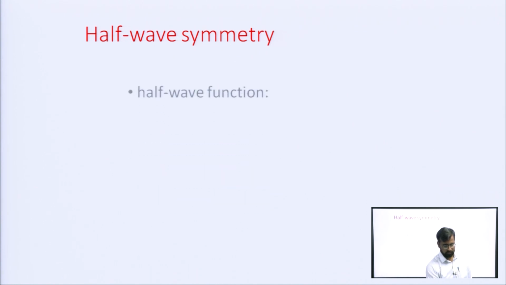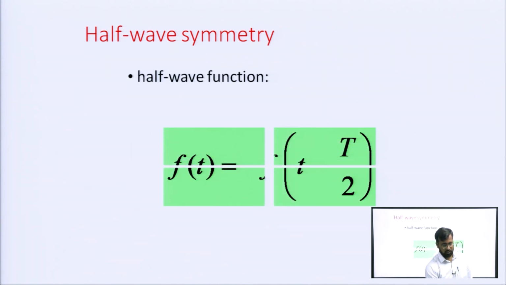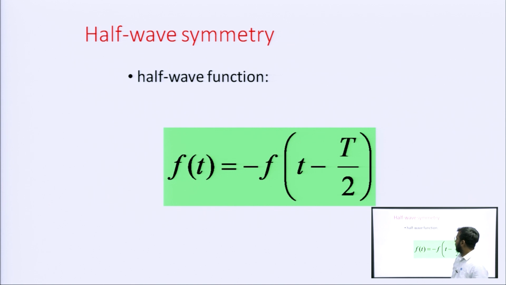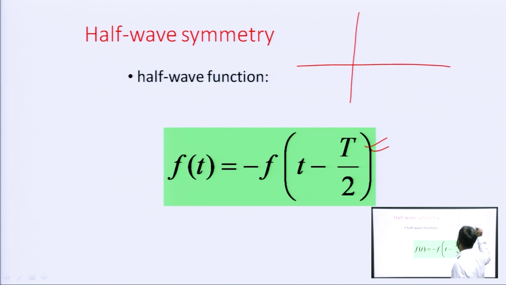Next, we are coming to half wave symmetry. What is half wave symmetry? This is the condition for half wave symmetry: f(t) is equal to f(t minus T by 2). Just remember a shortcut to see whether a signal is half wave symmetric, because if you check by using this condition, it will take a long time.